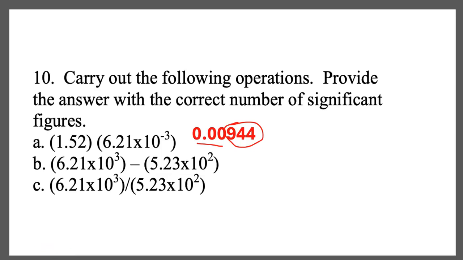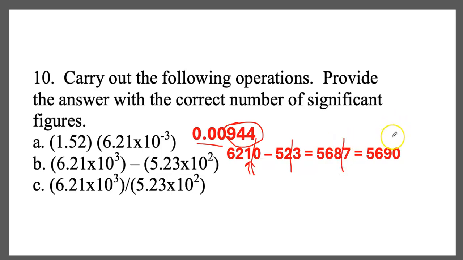All right, how about the next one? Now, for the next one, I took them out of scientific notation, so I got 6,210 minus 523, which equaled 5,687, and then I rounded that to the tens place. Since I'm adding and subtracting, the rules for significant figures are different, and that 1 in 6,210 is my last significant figure, so I would have to cut everything here. So it doesn't matter that I'm adding that 3 at the end, except that it does help it round up.